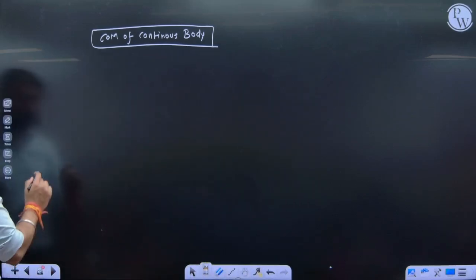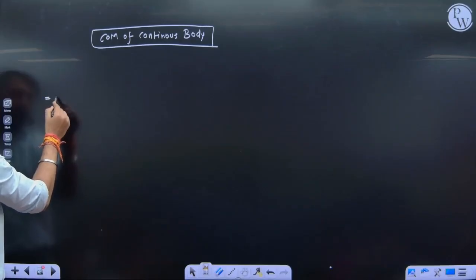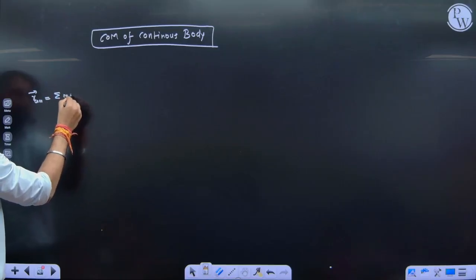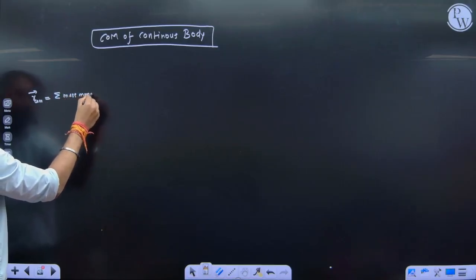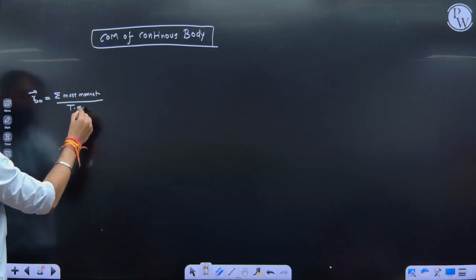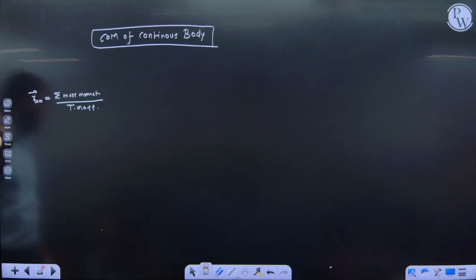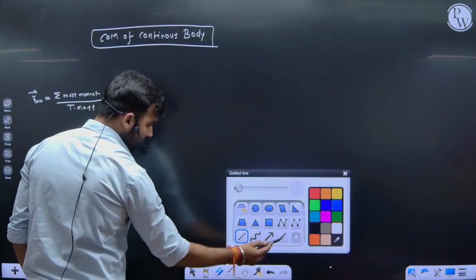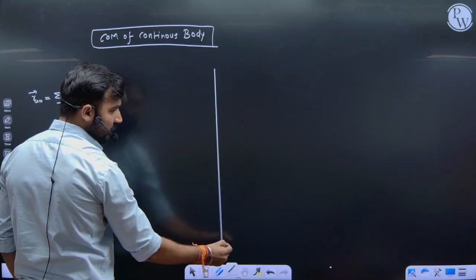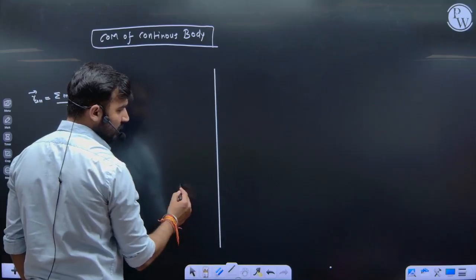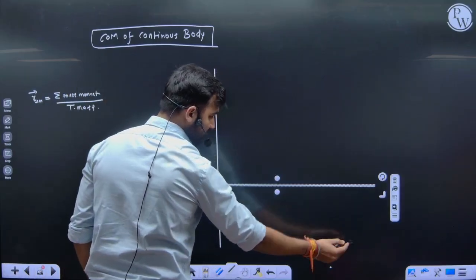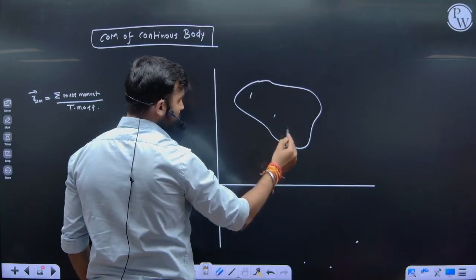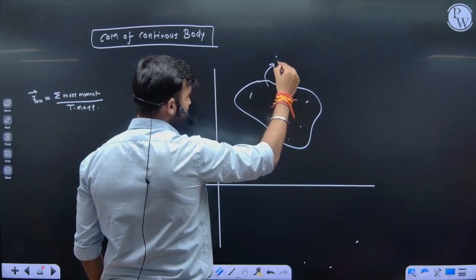The same formula is like this. What is the formula? Position of center of mass is the summation of mass moment by total mass. Correct or not? This was the formula, right? Summation of mass moment by total mass. Let's say this is any body, a continuous body.